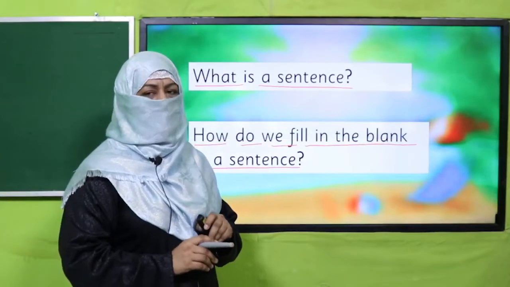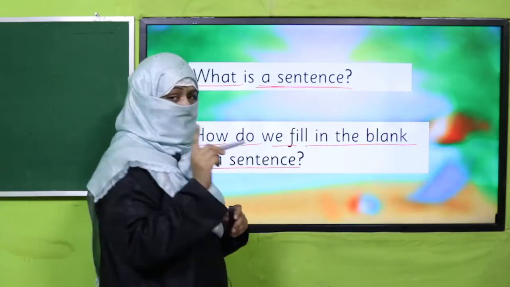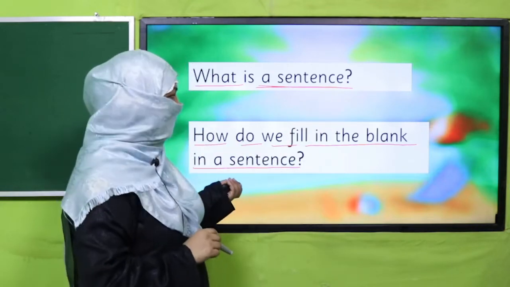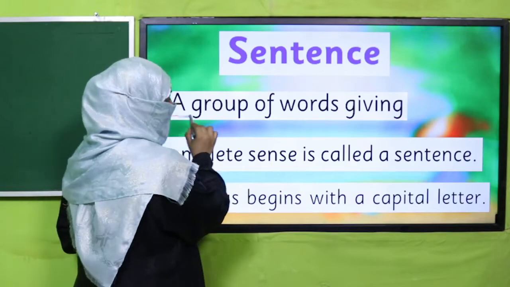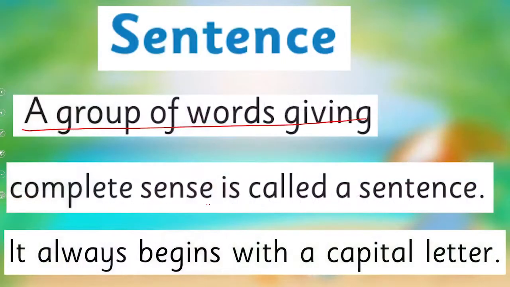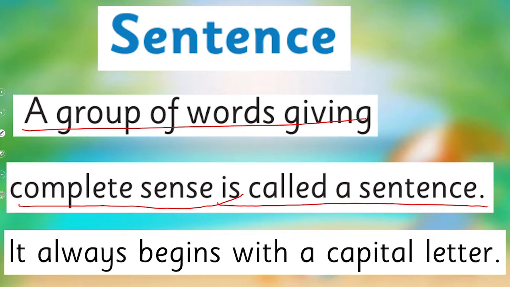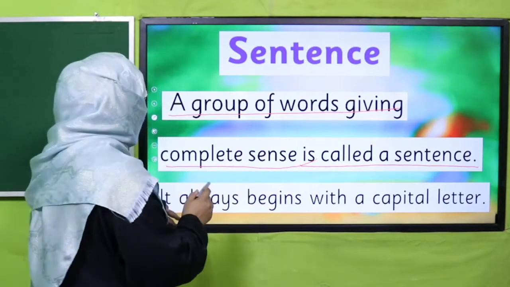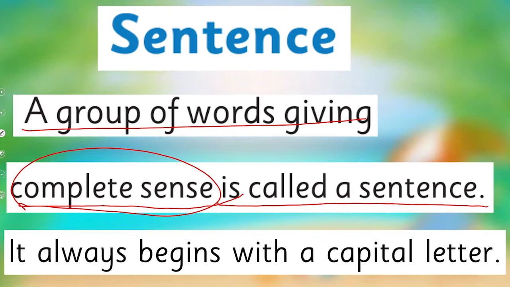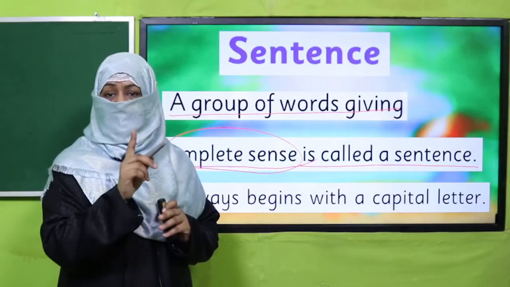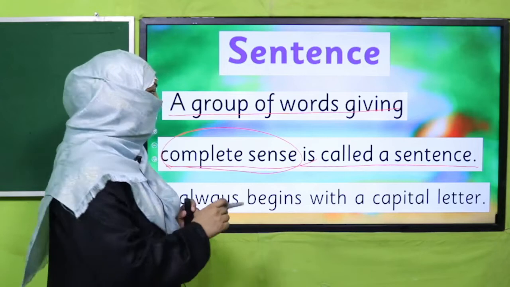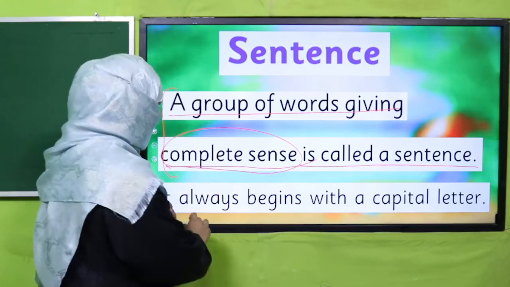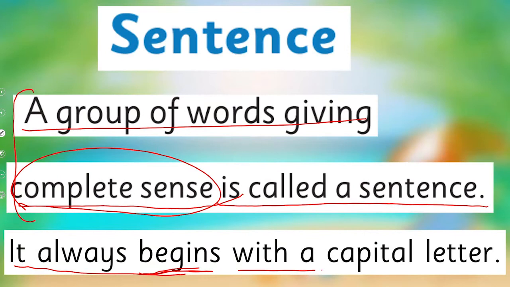Yes, my dear students, I hope you could easily answer what is a sentence, because in lecture 1 I taught you in the same unit. A sentence is a group of words giving complete sense. Whenever a group of words is arranged in a way that gives you a complete sense, it is called a sentence. If the sense is incomplete, that is not a sentence. A sentence gives a complete sense and it always begins with a capital letter.